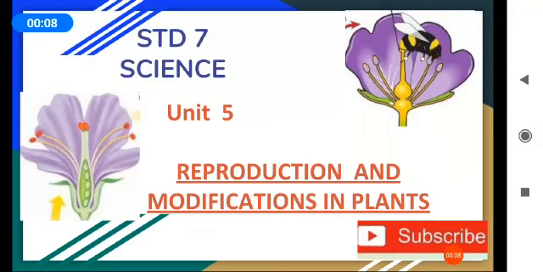7th standard students, in science we are learning reproduction and modifications in plants. Last week we learned the flowering plants have root, stem and leaves. These root, stem and leaves are the vegetative organs. Flowers, fruits and seeds are the reproductive organs in plants. So we are going to know about how a flower changes itself into a fruit.